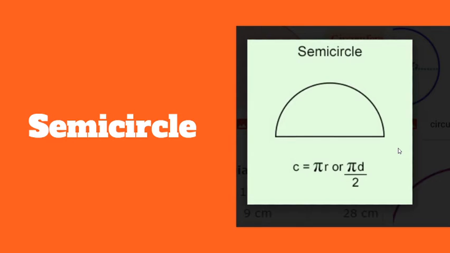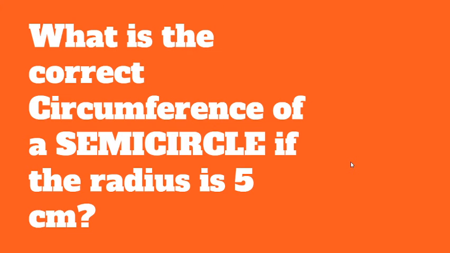If we look at a semicircle, boys and girls, it's also important that we understand the formula for a semicircle. It's pretty much the same formula, except we divide by 2 because it's half of a circle. So we would take pi times the diameter divided by 2. Okay, let's do an example. So what is the correct circumference of a semicircle if the radius is 5 centimeters?